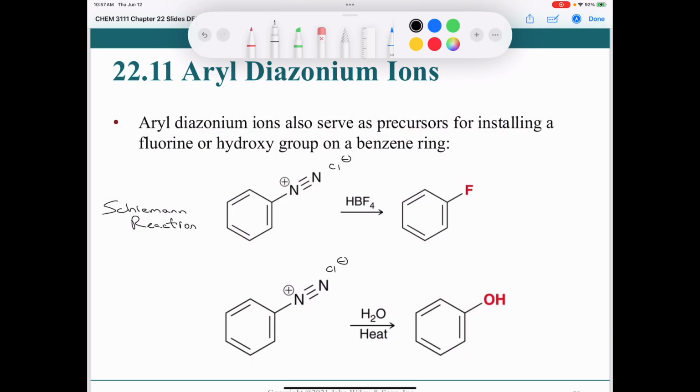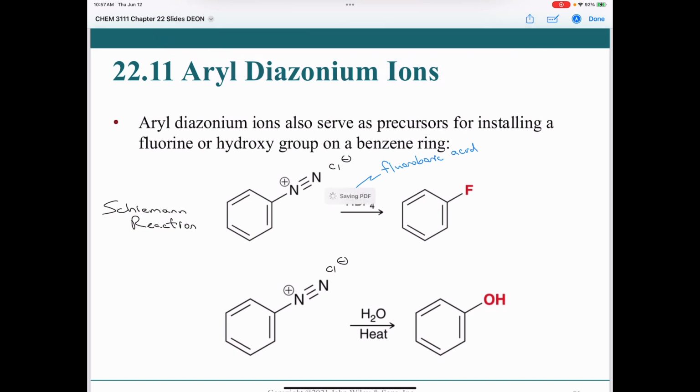Now, if you take your aryl diazonium salt and you treat it with fluoroboric acid, so you see here this is HBF4, your aryl diazonium gets converted into a fluorobenzene, and we call this reaction the Schiemann reaction, so useful to install a fluorine on an aromatic ring, which we haven't seen before in the class. Schiemann reaction, very interesting. Also, if you take an aryl diazonium and you heat it up in the presence of water, it just replaces the diazonium group with a hydroxyl group, so a new way to make a phenol derivative.